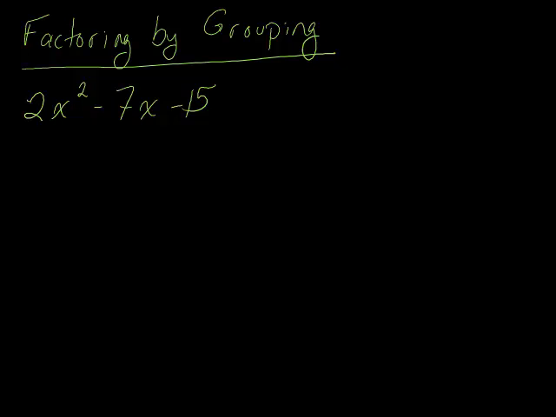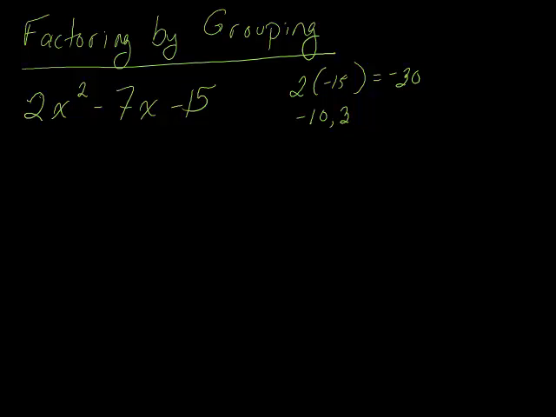So to start off, we're going to take the a factor of 2 and the c factor of negative 15 and multiply. 2 times negative 15 equals negative 30. Now we need to get two factors that have a sum of negative 7. You know it's not going to be 1 and 30 or 2 and 15. So we need negative 7. So if we take negative 10 and 3, negative 10 times 3 equals negative 30, and negative 10 plus 3 equals negative 7.